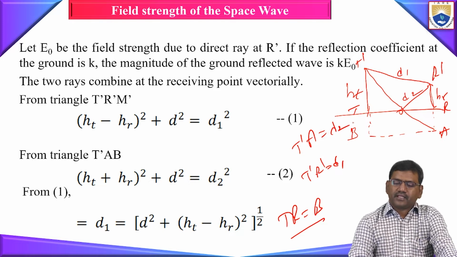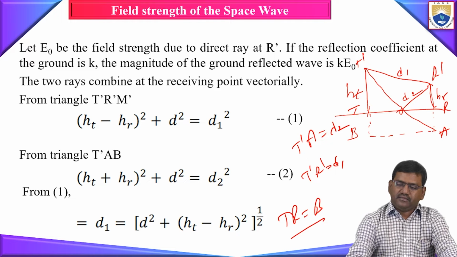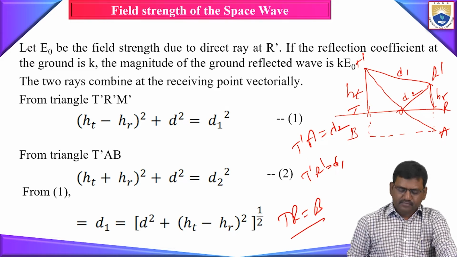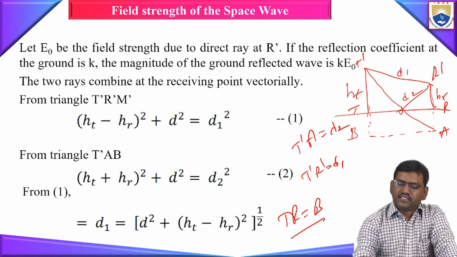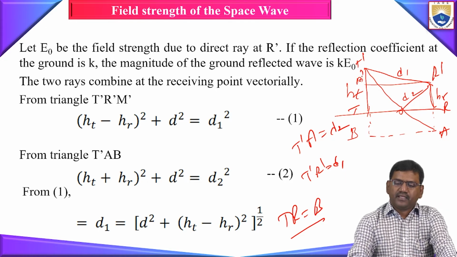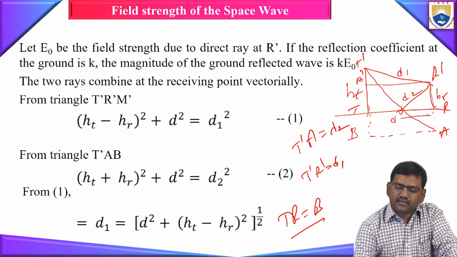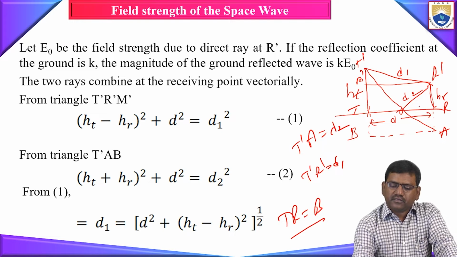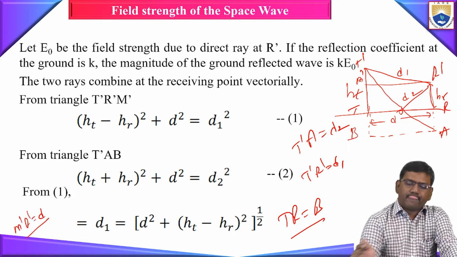So now let us take the triangle T dash R dash M dash. Let us join these two points here. This is M dash. So if we take this triangle here, and this distance is D, so M dash R dash is also D, as you can see from the figure.